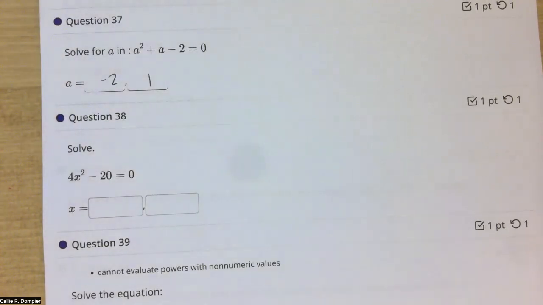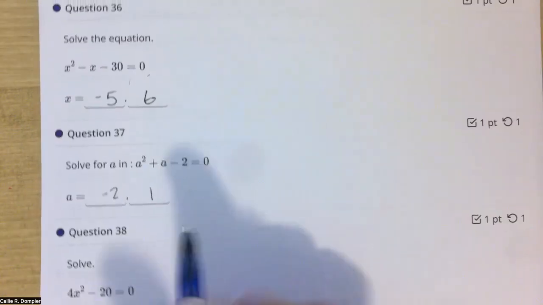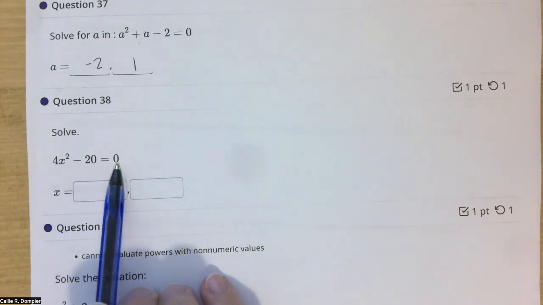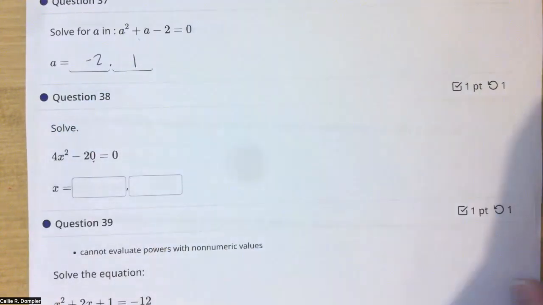4x squared minus 20 equals 0. Okay, when we are solving something like this, we always want to look and see if, because here we've solved it by factoring, right? This was the factored form. So if we look at 4x squared minus 20 equals 0, can we factor anything out of 4x squared minus 20?